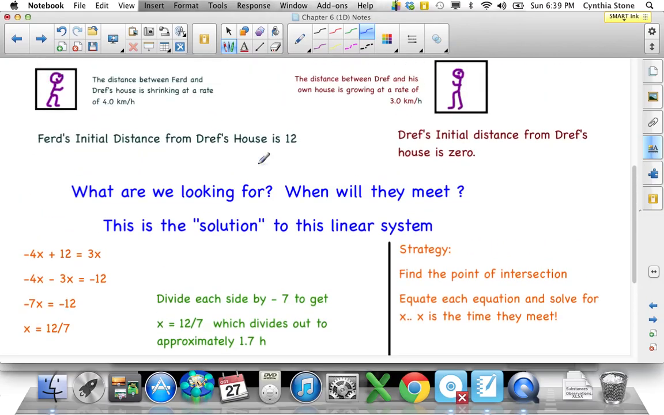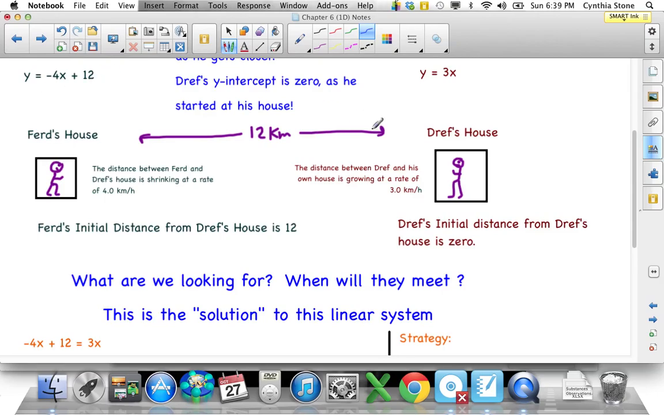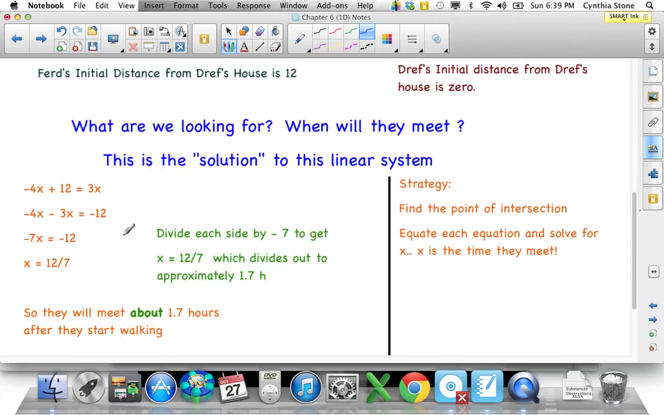So here's my first equation. Here's my second equation. I'm going to take the y's and equate them, right? And that means that minus 4x plus 12 equals 3x. When that's true is when they meet. So you just go through the process of solving, bring all the numbers to one side, bring all the x's to the other side. You end up with negative 7x equals negative 12. x equals 12 over 7, which works out to approximately 1.7 hours.